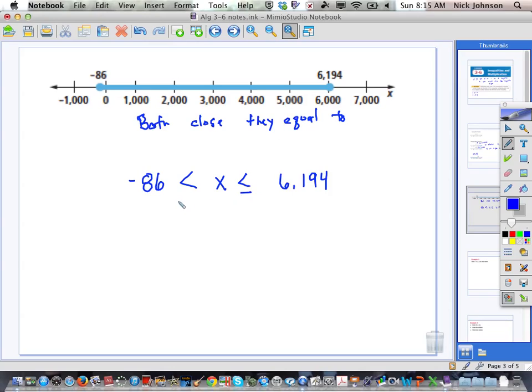Okay? Boom, boom, just like that. So let's check out a number and see if it works. One of these numbers is one of my solutions, so let's see. If I put 2,000 in for x, is 2,000 greater than a negative 86? Yes, that works. Is 2,000 less than 6,194? Yes, that works. So, I did my inequality correctly.